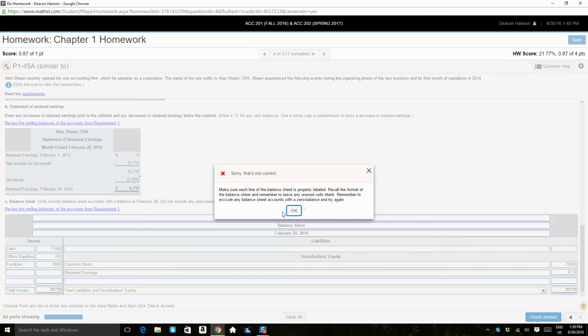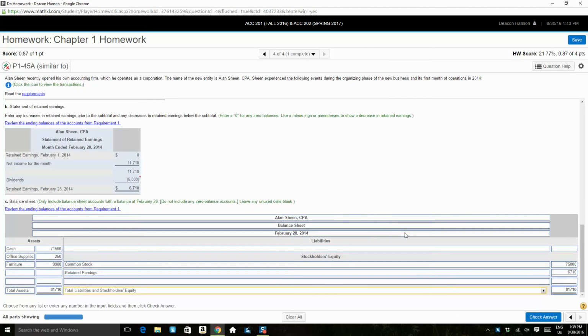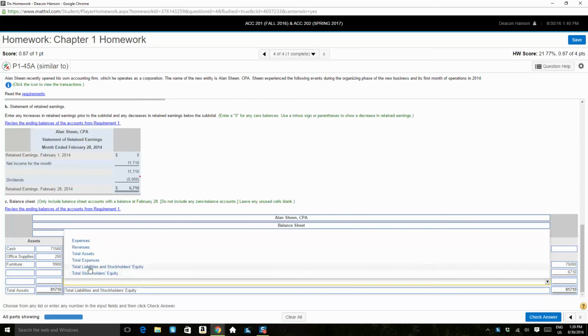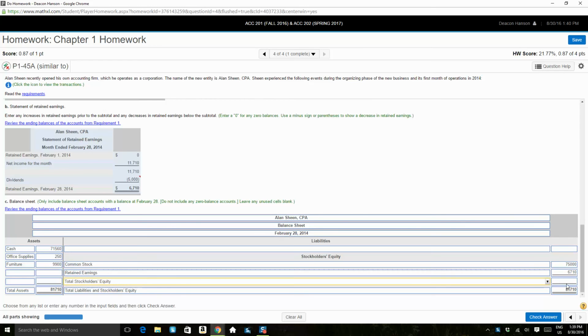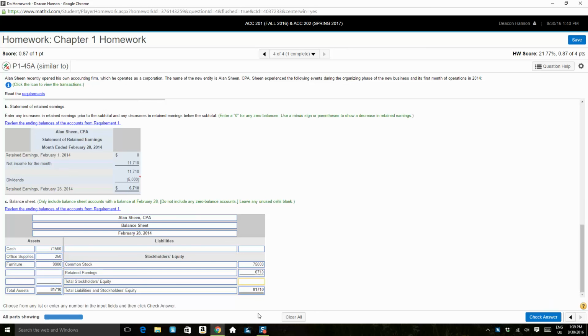Oh, I'm sorry. We need a subtotal here. Total stockholders' equity is a subtotal, because technically if you had a liability here, you would add the total liabilities to the total stockholders' equity to come up with the combined total liabilities and stockholders' equity. Fantastic. Okay, and that's that.